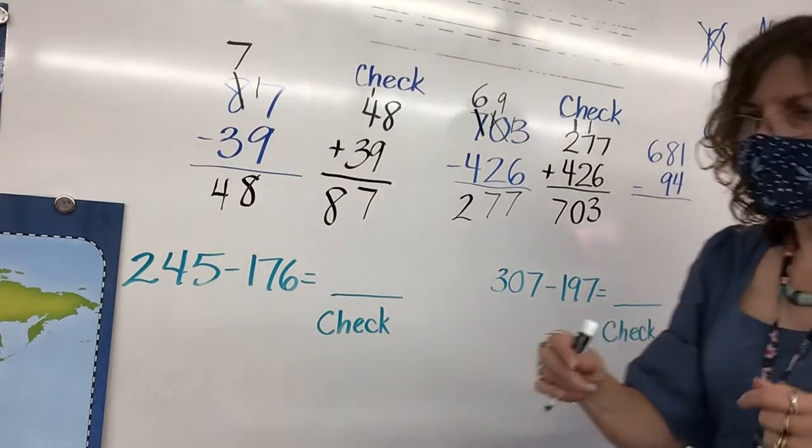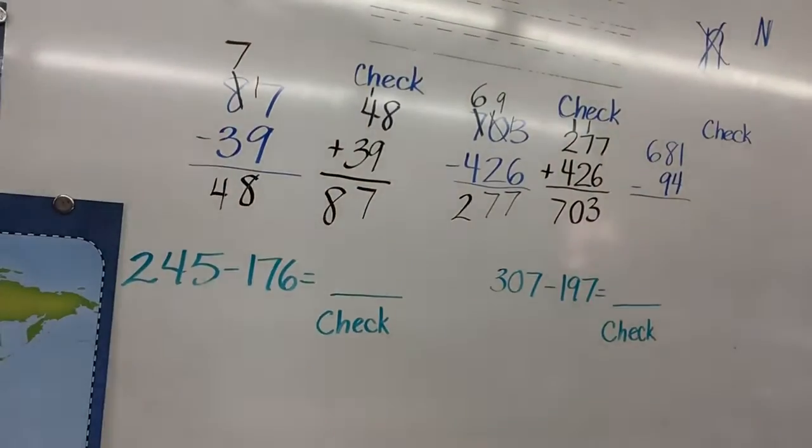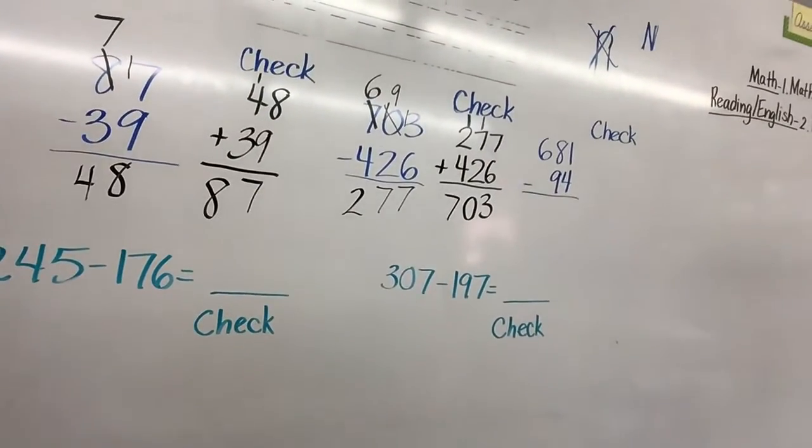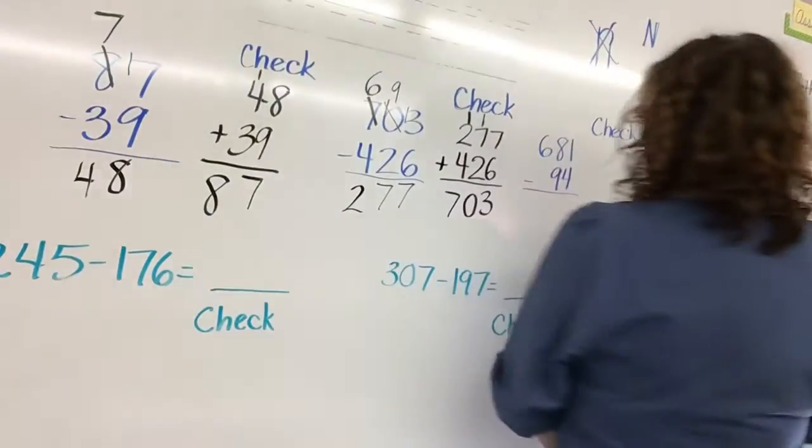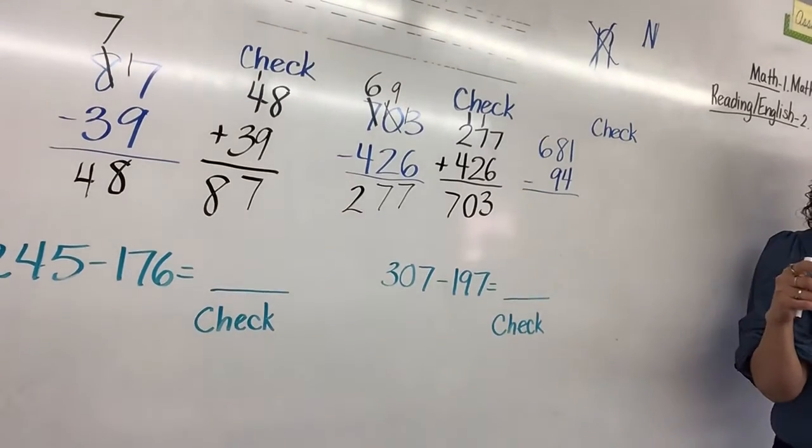All right, I'm going to have to move the camera a little bit so she can see the next problem. All right. Now, your next problem is 681 minus 94.